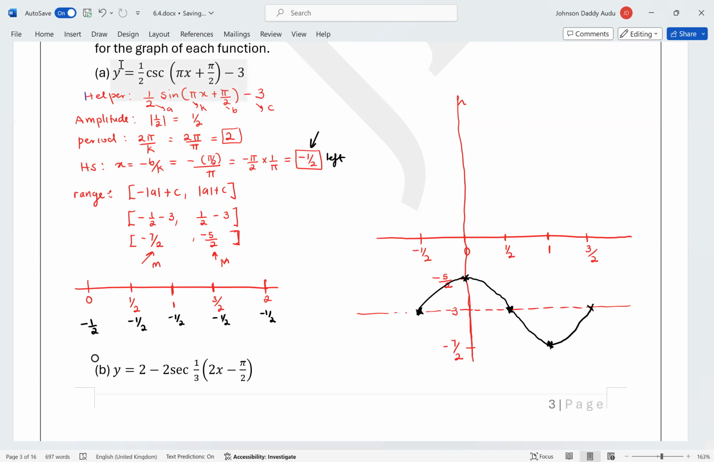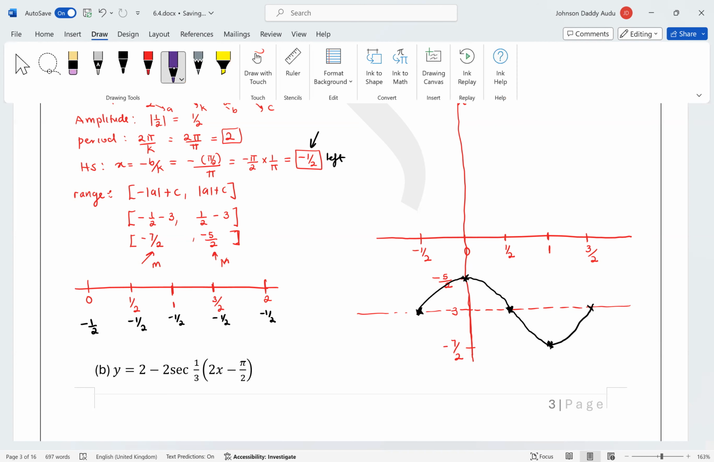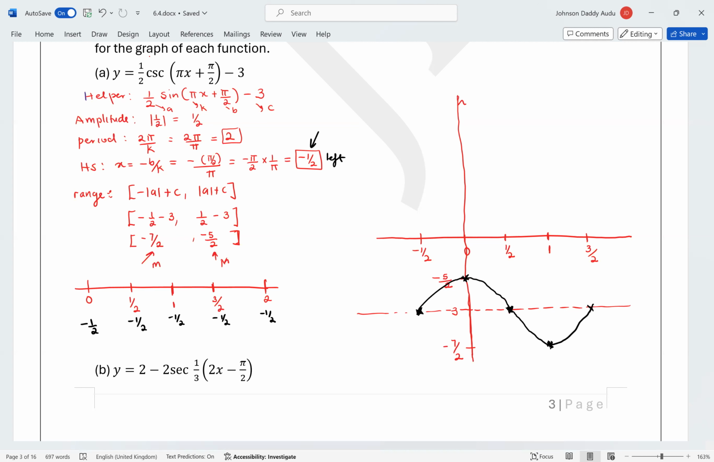Now we need to know the vertical asymptotes. We don't need to think too much. The vertical asymptotes are the zeros, which are the points where the black graph cuts the x-axis. These are this one and also here.